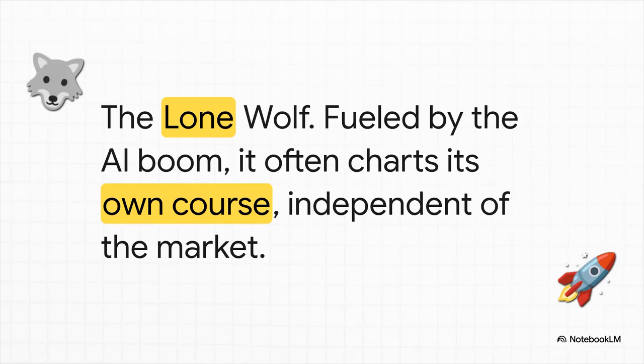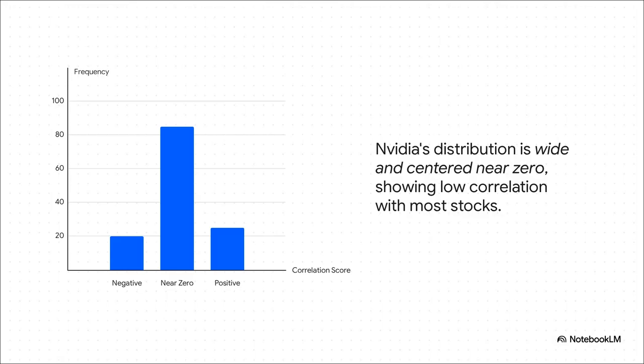Next up, NVIDIA. For the past couple of years, NVIDIA hasn't just been following the market. It feels like it's been making the market. It's so fueled by the AI boom that its unique story means it often just behaves like a lone wolf, charting its own course. And its distribution shows this perfectly. Look at that. It's a wide, low curve centered right around the 0. This basically means NVIDIA's day-to-day moves have very little to do with what most other companies are doing.